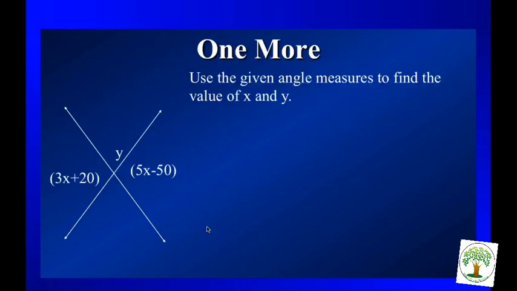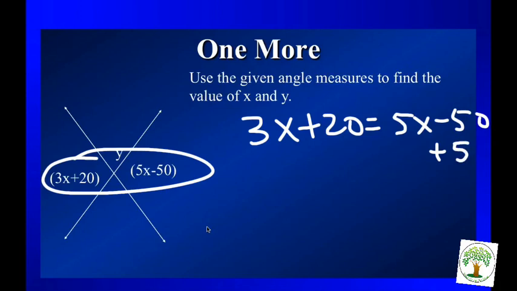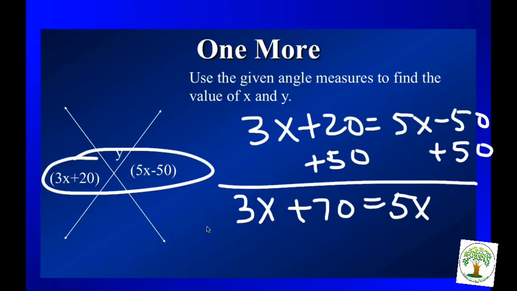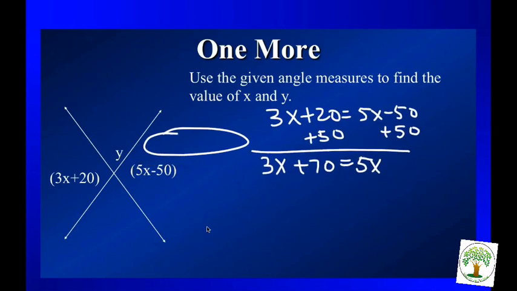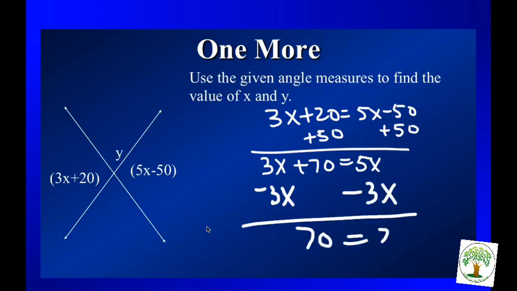All right, we're going to solve this one. We have 3x plus 20 equals 5x minus 50. I'm going to add the 50 to the other side. We set them equal because they're vertical angles. 3x plus 70 equals 5x. I'm going to subtract the 3x. 70 equals 2x. You with me so far?